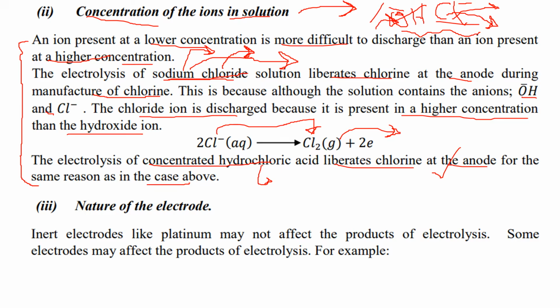Now let's look at the nature of the electrode as another factor affecting electrolysis of ions in the electrochemical cells or electrolytic cells. So I'm going to say that inert electrodes such as platinum may not affect the products of electrolysis, but however, some electrodes may affect the products of electrolysis. For example, let's look at the preparation of copper.